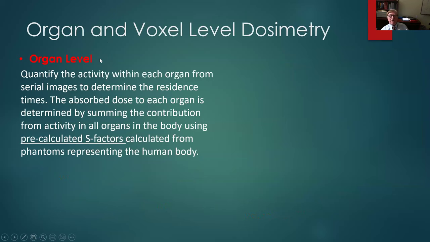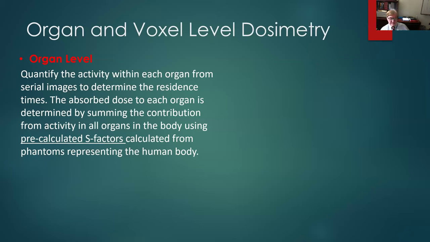So to do dosimetry, there are two basic divisions. They're harmonious, but you can do organ-based dosimetry, or you can do voxel-level dosimetry. The first is organ-level dosimetry. And the first program actually was Olinda, which is still out there and can be bought. It was written by Mike Staben, and that's commercially available through the company Herbis.